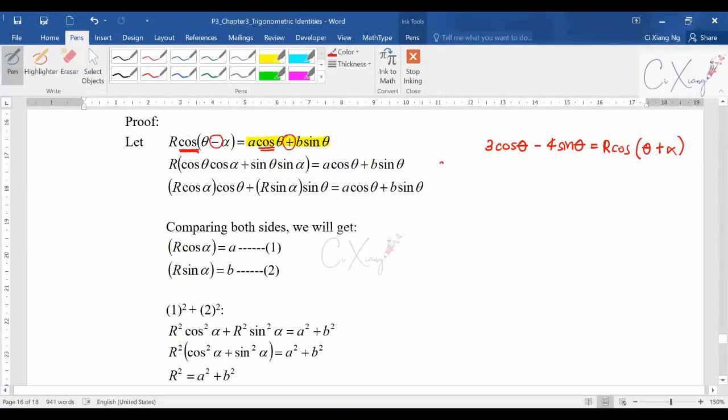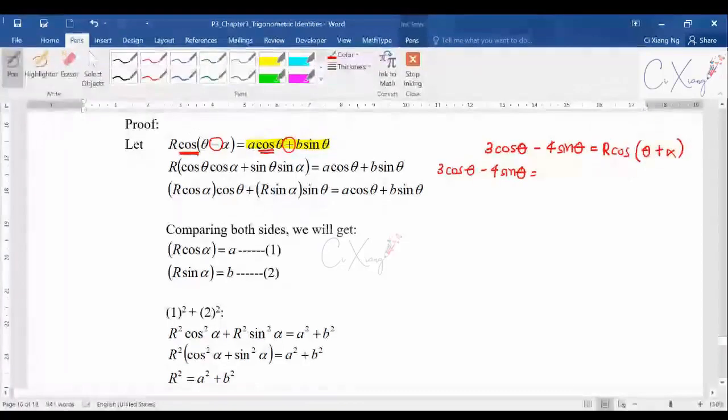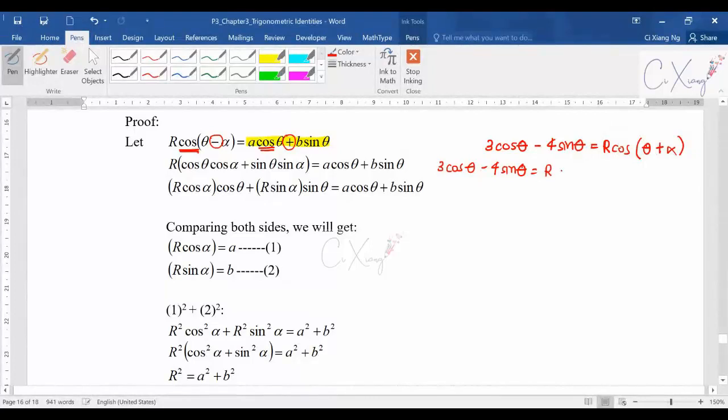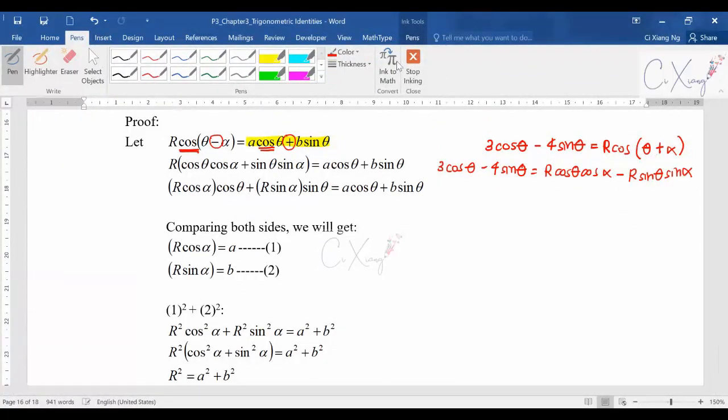Then for the left hand side, I just copy. When I expand cos(theta + alpha), I will have r cos theta cos alpha. Then what do I have? I'm having minus, because when you expand it will become minus, right? So r sine theta sine alpha. So now you should know why I put the opposite sign here, so that after you expand it, you have a similar sign. Okay, so this is what we have here.